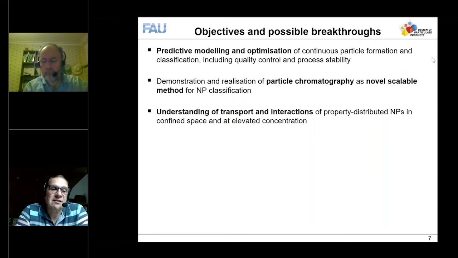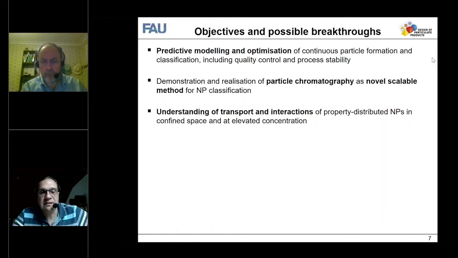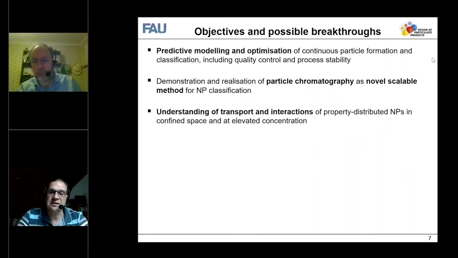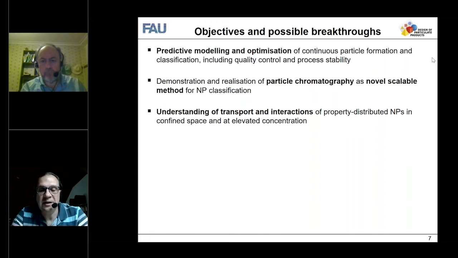We will demonstrate, or we hope to demonstrate and realize, particle chromatography as a novel method for nanoparticle classification. In order to do so, it's necessary to understand the transport of nanoparticles in SPMs and also their interaction with those materials in a confined space and at elevated concentration. And here, of course, nanoparticle chromatography will meet liquid and gas phase chromatography, as Professor Williams will certainly demonstrate in a minute.